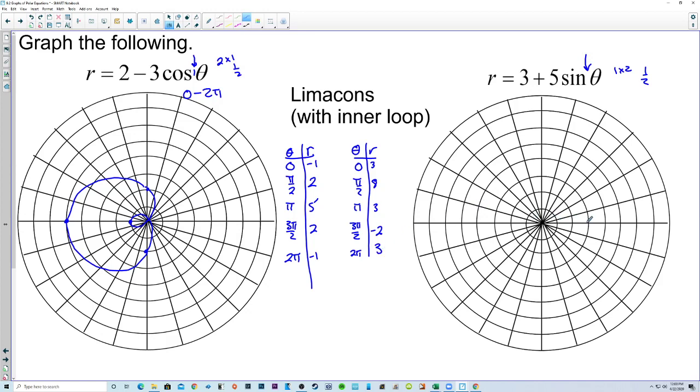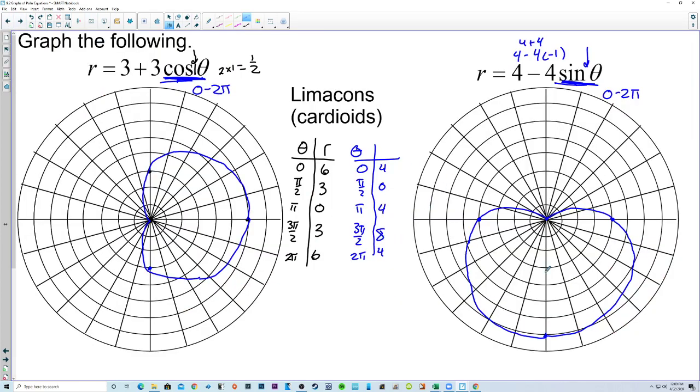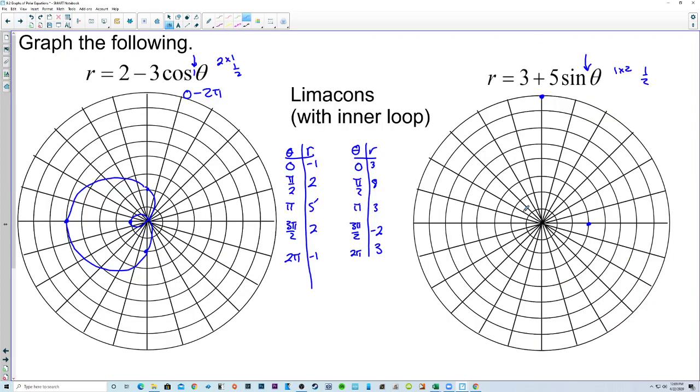So 0 is 1, 2, 3. Pi over 2 is 1, 2, 3, 4, 5, 6, 7, 8 up here. Did I count wrong on that last one? I needed 8 right here: 1, 2, 3, 4, 5, 6, 7, 8. Yeah, I need to go out here. I was off by 1. All right, where are we at? We did 0, 3. Pi over 2 is 8. Pi is 1, 2, 3. 3 pi over 2 is negative 2 up here actually. And then 2 pi is 3.